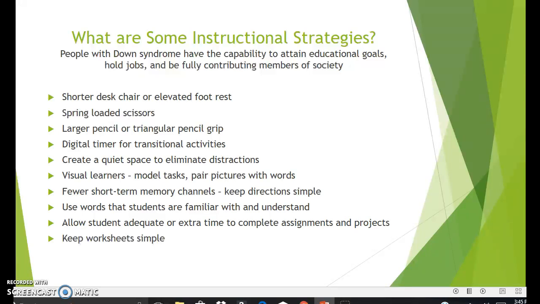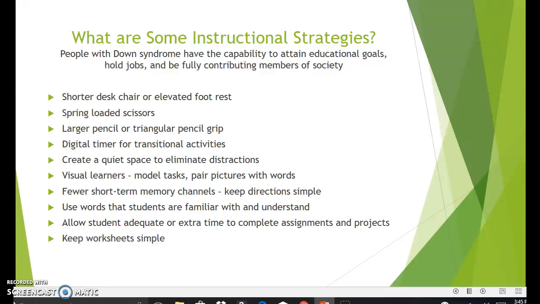People with Down syndrome are very easily distracted, so create a quiet space for them to learn and work to help eliminate those distractions. People with Down syndrome are visual learners. So try to model tasks and pair pictures with words. They also have fewer short-term memory channels, so keep your directions simple. It might even be helpful to ask them to repeat the instructions to you to be sure that they understand what you're asking of them.